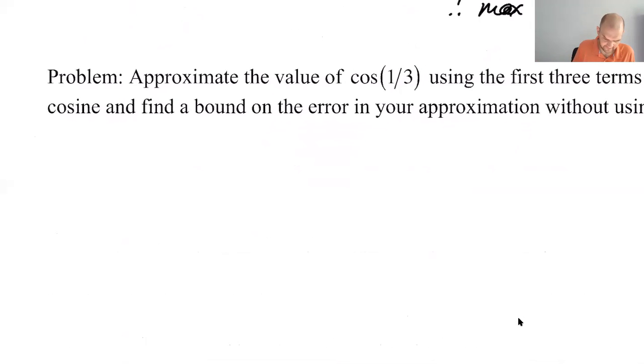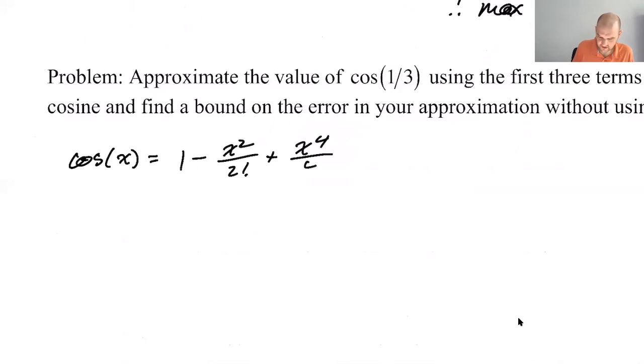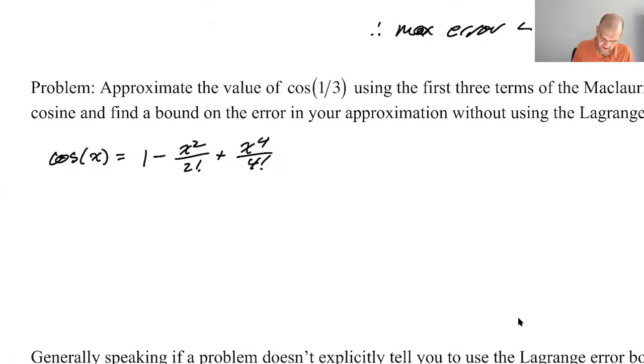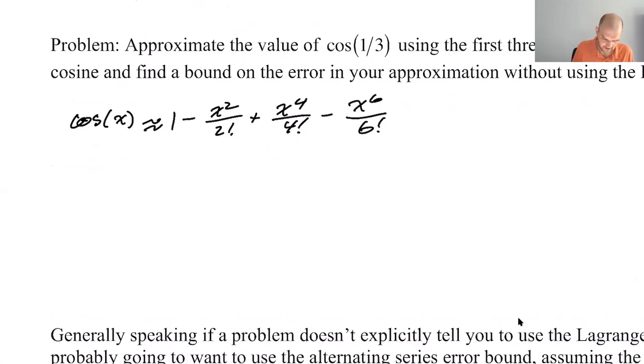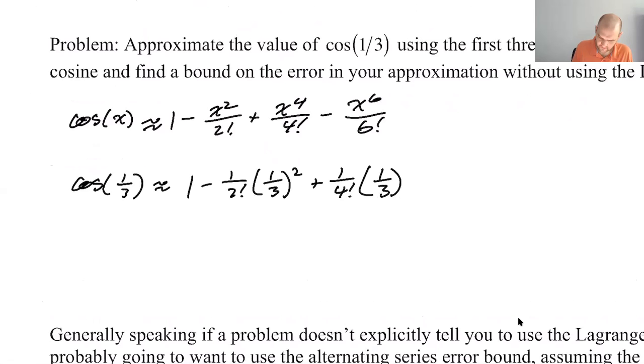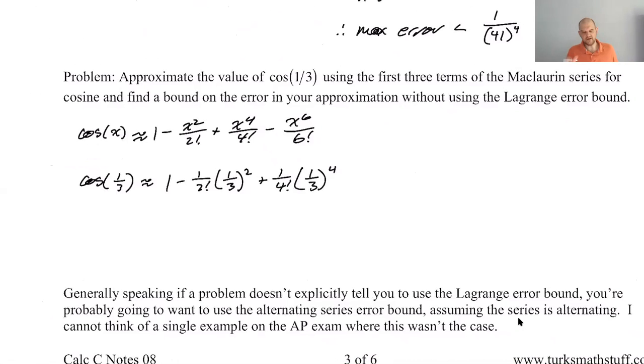So cosine of x, I always like to start with this just so I don't mess up. First 3 terms. And I'm going to say approximate because it's not equal. I make that mistake all the time in these videos, and I go back and fix it, but I hope it's not messing anybody up. So the cosine of 1/3 is approximately 1 minus 1 over 2 factorial times 1 over 3 squared plus 1 over 4 factorial times 1 over 3 to the 4th. So it's approximately that.